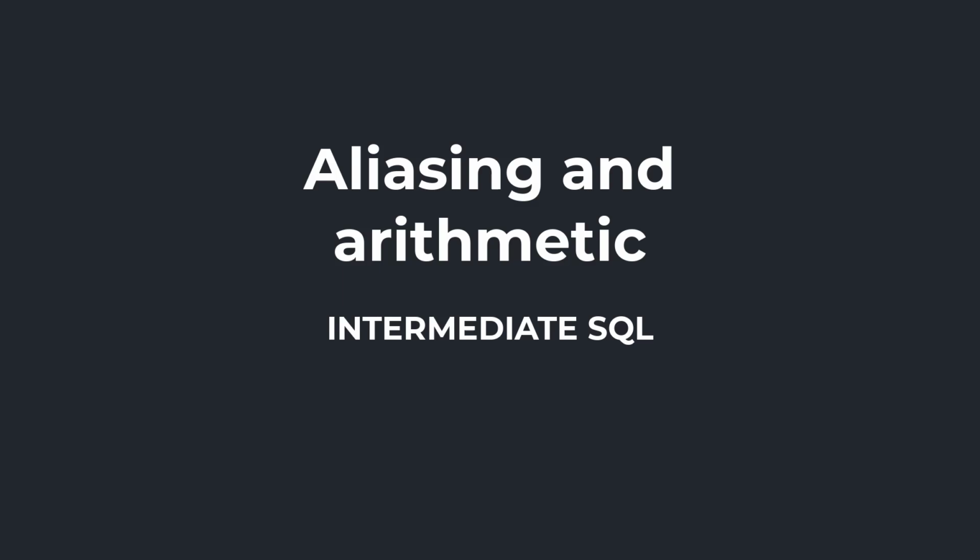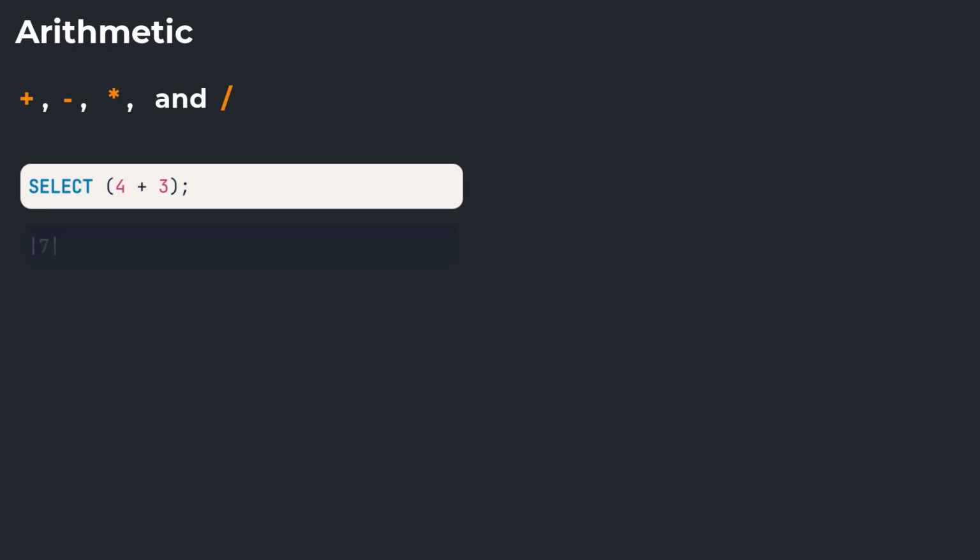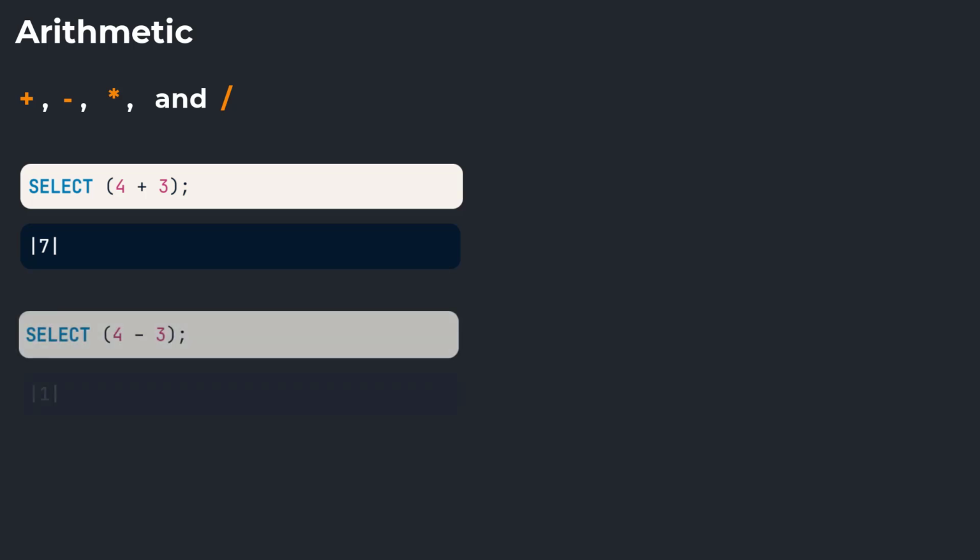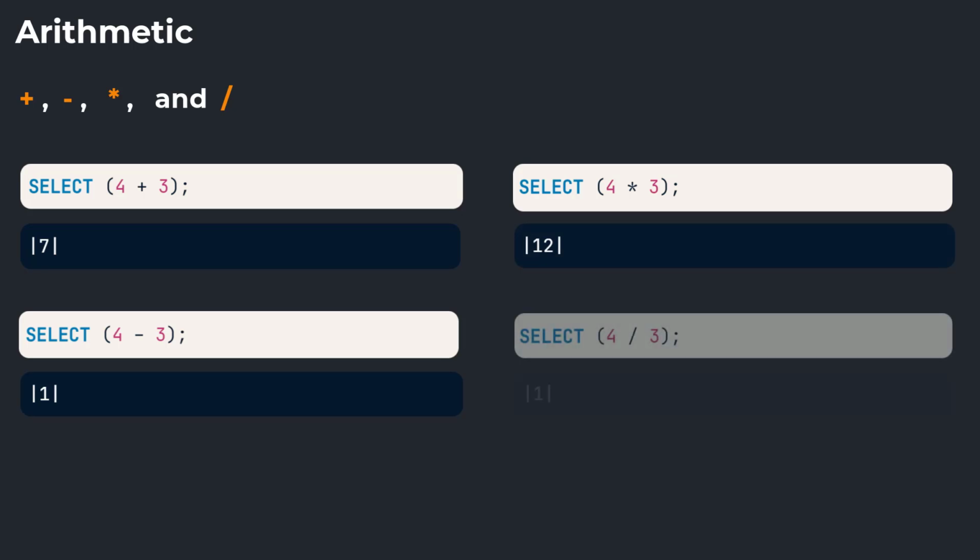In this lesson, we will learn about using more arithmetic in our queries and take a closer look at aliasing with as. We can perform basic arithmetic with symbols like plus, minus, multiply, and divide. Using parentheses with arithmetic indicates to the processor when the calculation needs to execute. Here are some basic examples of how we can use arithmetic in SQL. We can add, subtract, multiply, and divide as follows.